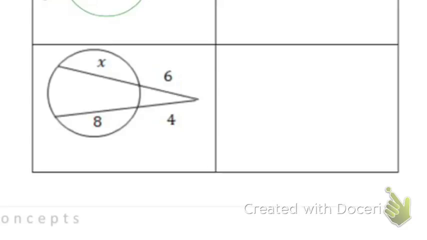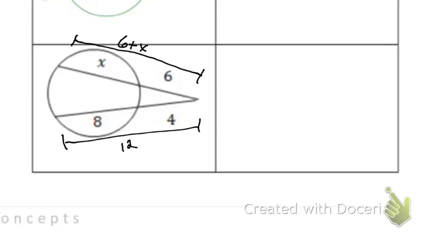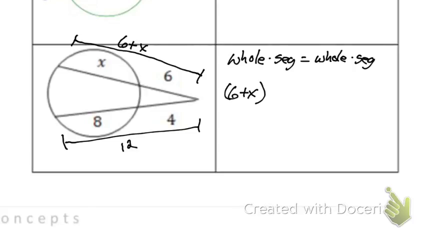All right, the very last one is two intersecting on the outside. This is kind of the slightly more difficult one because you have to get your whole measure. Remember, anytime you see this intersecting on the outside with segments, I do want you to say in your head kind of whole times segment equals whole times that exterior segment. So in this case, it'd be 6 plus x times exterior segment, which is 6, would equal 12 times 4. Once again, I feel confident you could solve those as well.